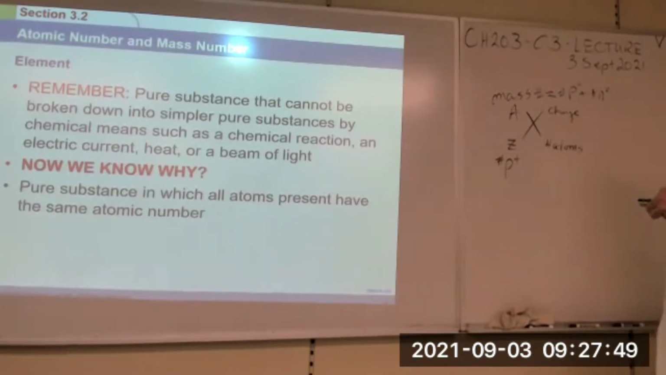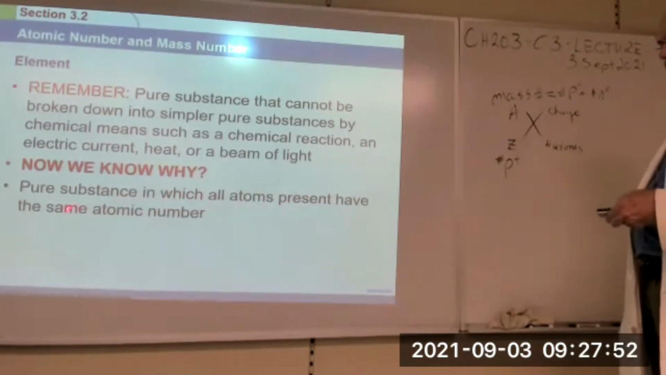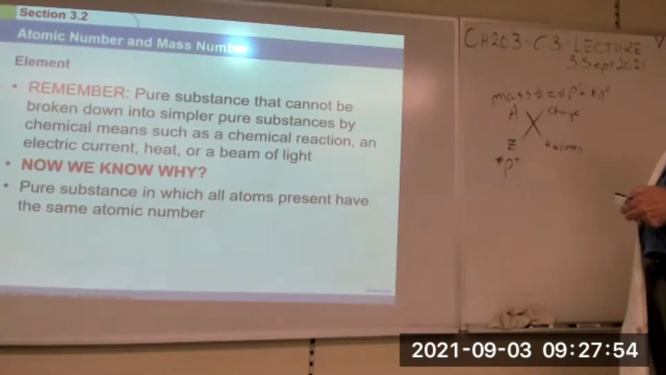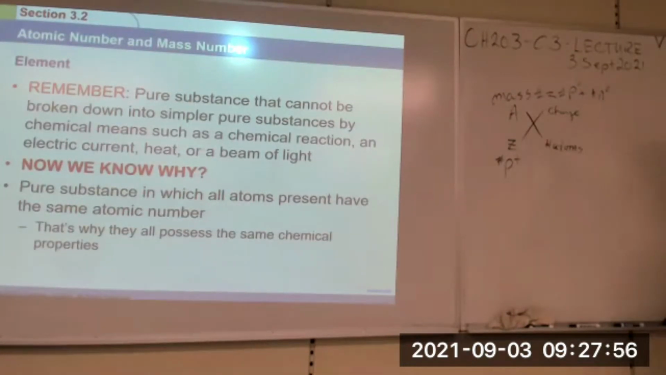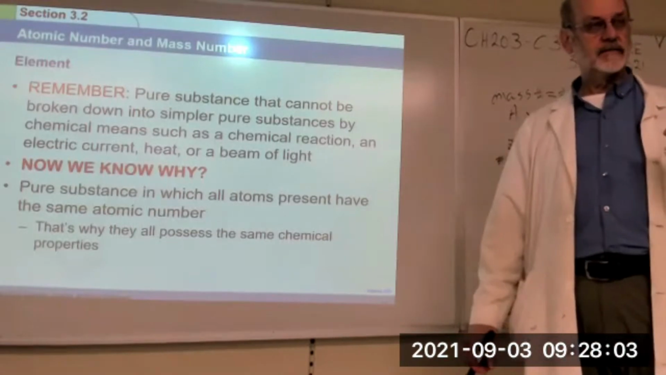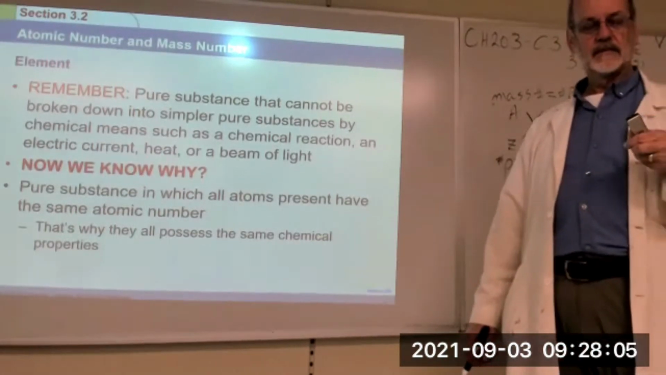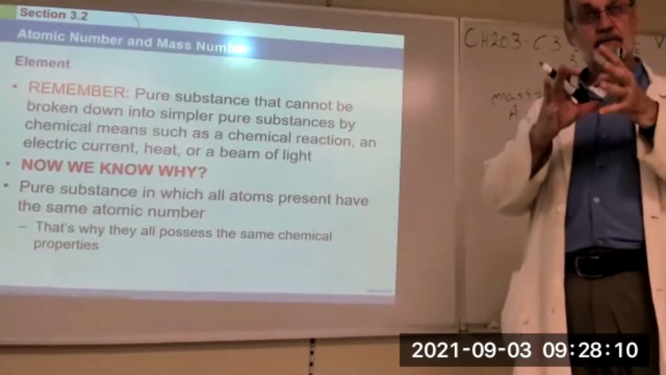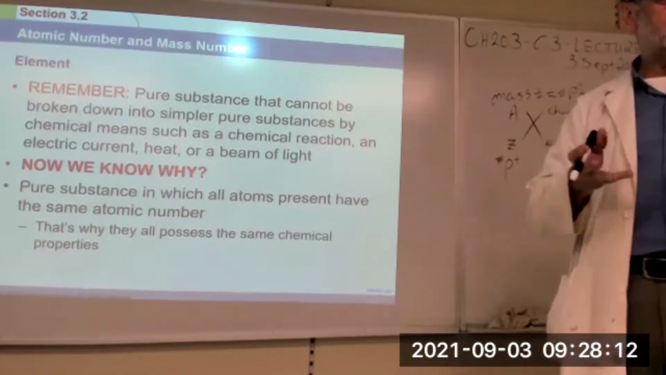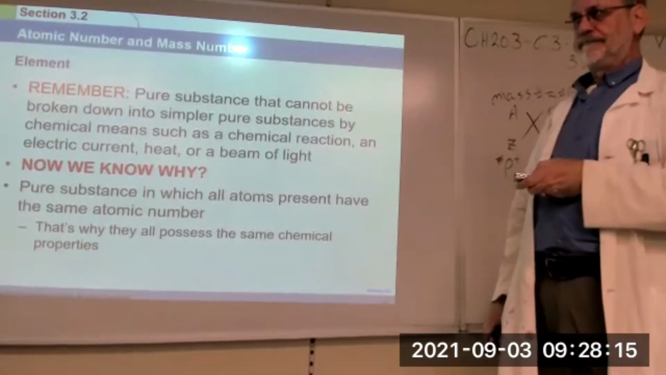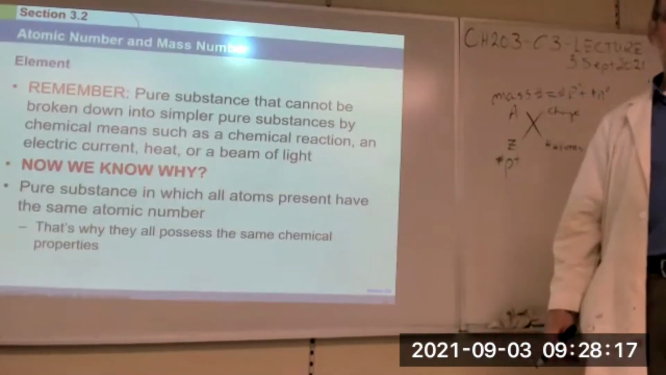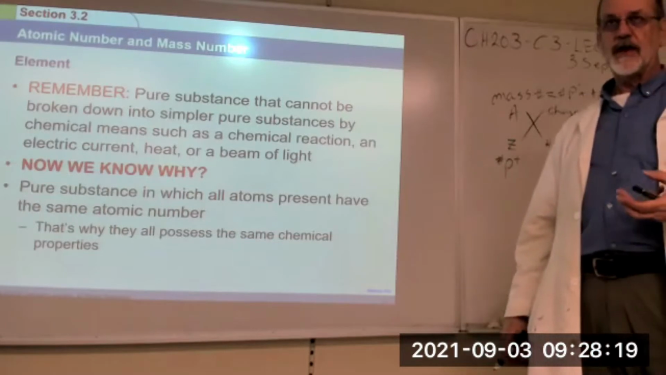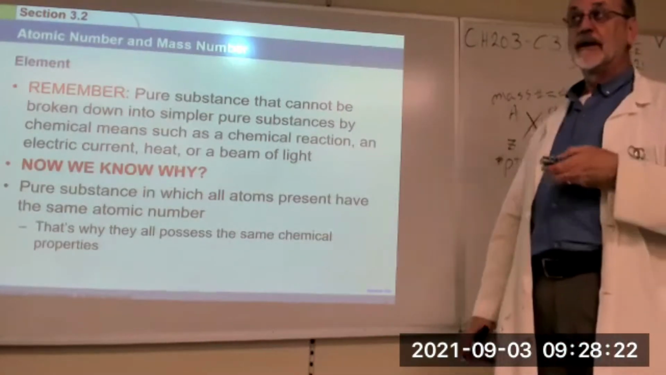And of course, all the atoms have the same atomic number. That should be obvious by now. And they have the same chemical identity. That is, they react the same way. And how do you know that? Well, you have to add them to other elements and see how they behave. Well, that's the chemical behavior. The physical behavior you can observe without introducing other elements.